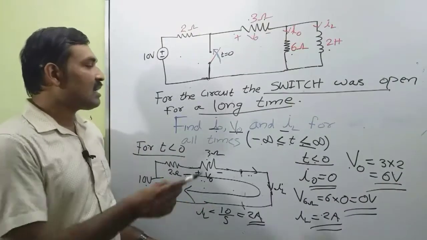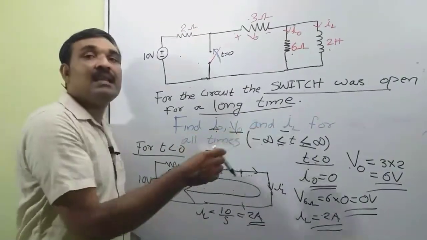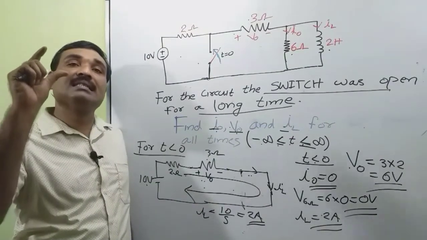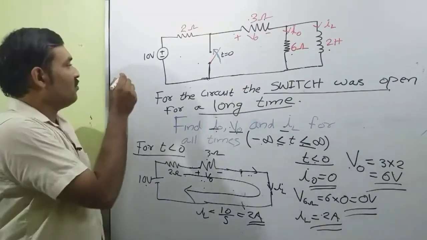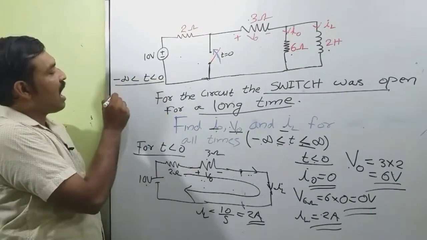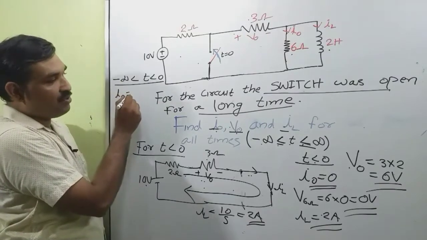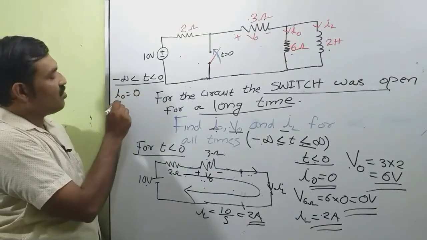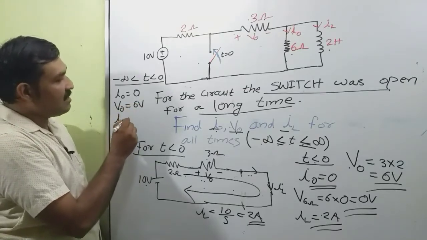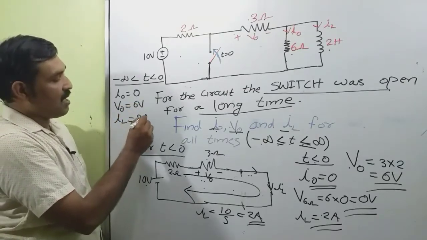So we derived the current I naught, V naught and IL for t less than 0, that is for the period minus infinity less than t less than 0. For minus infinity less than t less than 0, I naught is equal to 0, V naught is equal to 6 volt and IL is equal to 2 ampere.